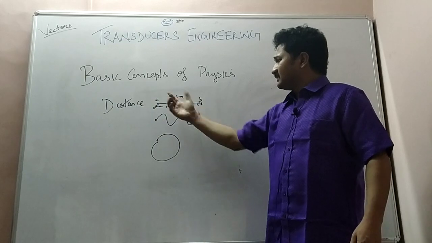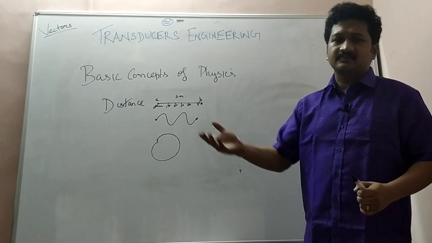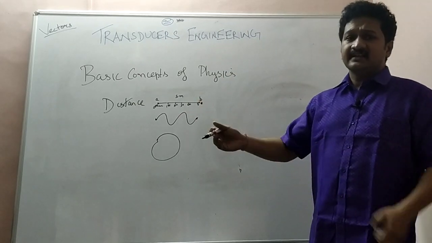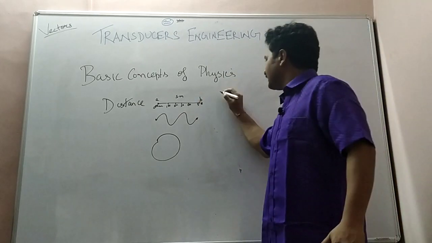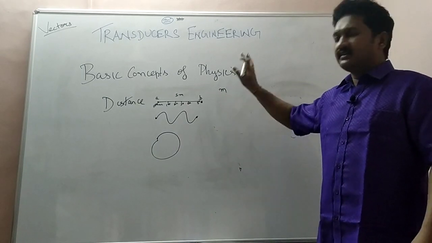So that distance from A to B has to be measured in some terms, right? That unit in physics is universally determined in terms of meter. Okay, this is called distance.